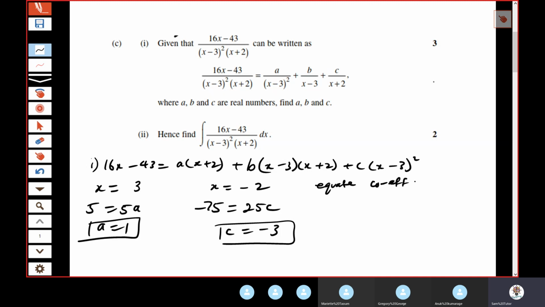Equate coefficients of x squared. So the left hand side is 0, that doesn't have anything. That one's a B. Plus, this would be a C. We know C is negative 3 when I bring it over. 3 marks, 1 mark for each. So if you got all three, 3. If you got 2, 2. If you got one of them, 1 out of 3. All right, any questions?